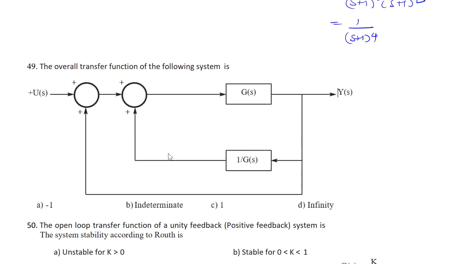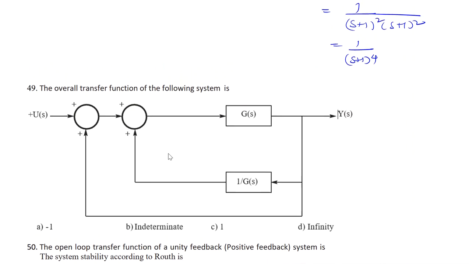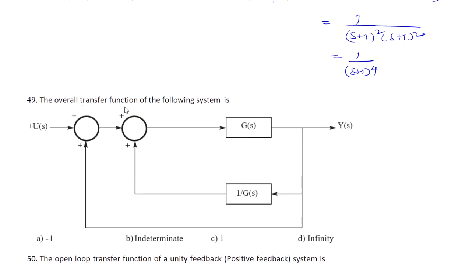And next question, it is also an important question. The overall transfer function of the following system is... Instead of doing this solution by using the block reduction technique, I can use the signal flow graph to get the answer for this problem. Okay, so how to do this, sir? Do it on your own piece of paper and tell me the answer.